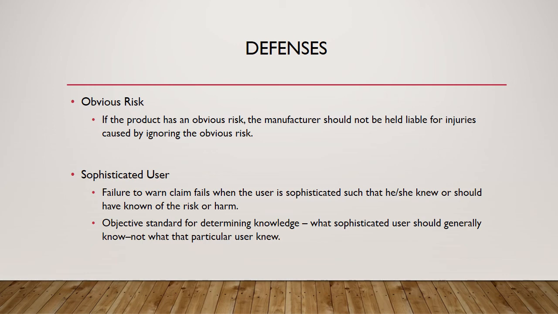A sophisticated user is another defense. If you fail to warn somebody, then the claim is going to fail if the user is sophisticated enough that he or she should have known the risk or the harm. I don't want to use the term expert, but this is somebody who has extra knowledge or skill about the product. If they should know, or they in fact actually know of the risk, then they're not going to have a failure to warn claim. This makes sense. If you know something, but you try to claim that they didn't warn you about something you already knew about, it doesn't make sense to impose liability on a manufacturer or seller because they didn't tell you something you already knew. The sophisticated user is based on an objective standard for determining knowledge: what a sophisticated user should generally know, not what that particular user knew.